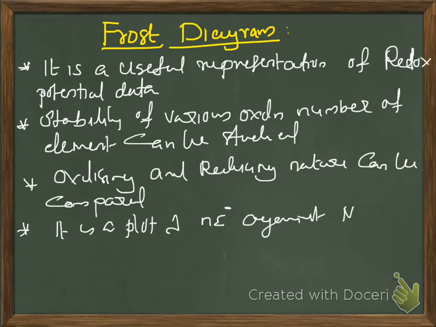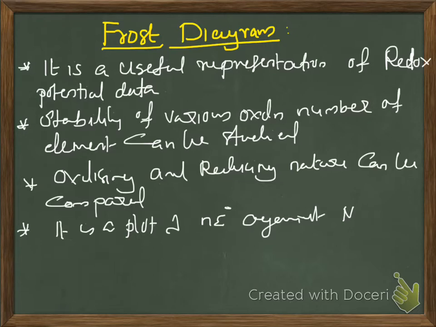Hi friends, till the last class we have discussed the Latimer diagram, which was one of the simplest representations of electrode potential of any redox couple for a given element. Today we have to deal with the Frost diagram. It is actually a graphical representation of the Latimer diagram.